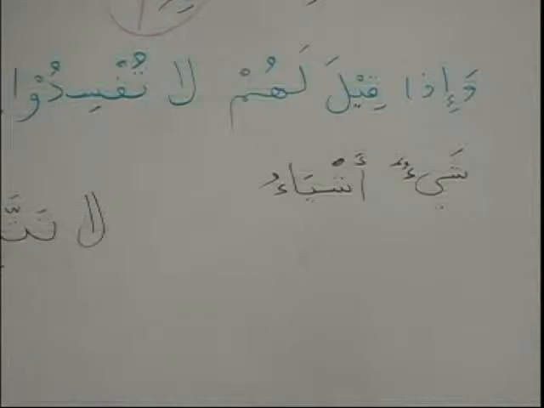Mafulun bihi. Kathiratan. What is kathiratan? Naat. Why is it tan here? Why not plural? Kullu jama muannas. Very good. Al Abu, Maza turidu ya Umar.